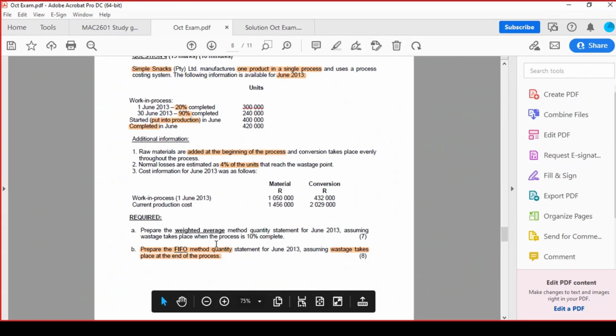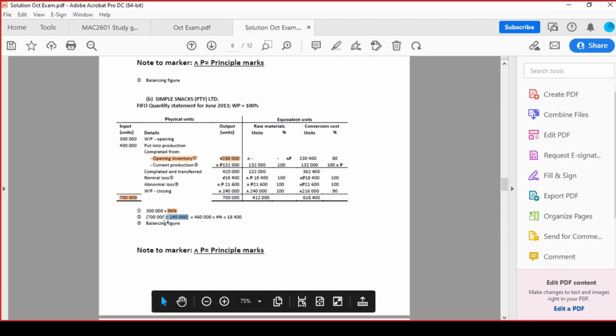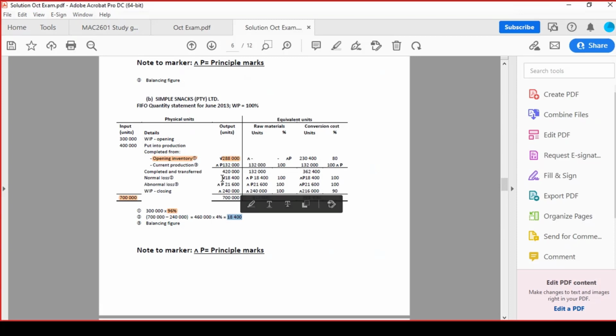So you took the 700,000, you minus the 240, being the closing WIP. The reason why is because you firstly started with the opening WIP to say, was my opening WIP after or before the wastage point? In this instance, the 20% was not greater than the 100%, so you had to keep it. Then you looked at your closing WIP, this 90%, and asked, is it smaller than the 100%? Yes, it is. So you need to deduct. Hence, 700 minus the 240, and you got the 18,000. So you are correct. Great.